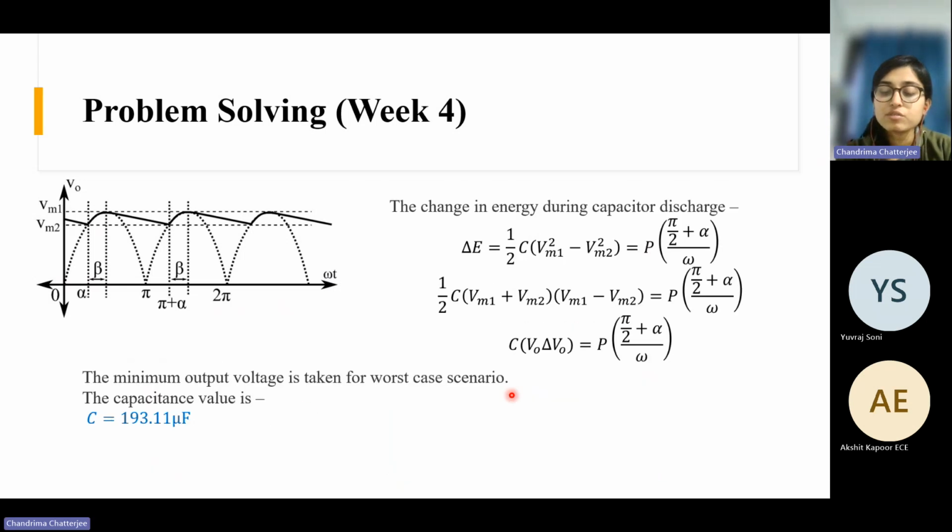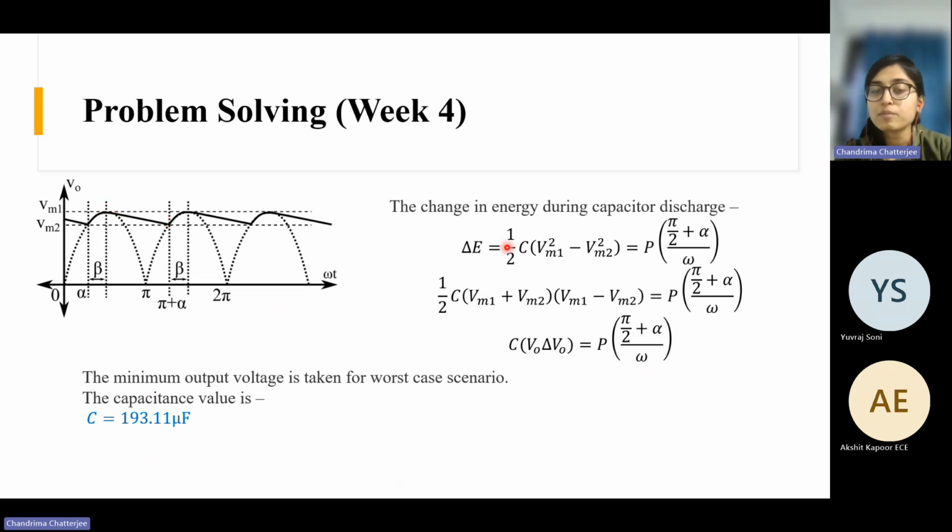Now what will we do? We will calculate the capacitor value. And last day we saw one numerical problem where they asked the energy lost during the discharging period. Why is energy lost? Because the capacitor gets discharged. The capacitor provides the load current in this period. No current is drawn from the source. The capacitor provides the load current during this period, from this point to this point.